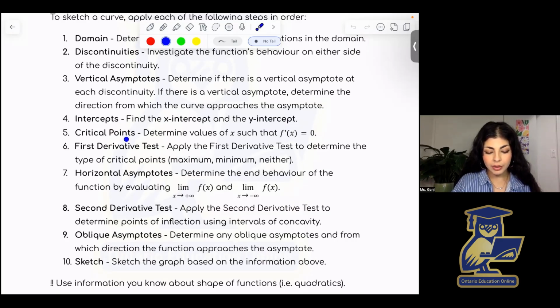Next, we find the critical points. One step in there, we have to find the first derivative, and based on that, we find the critical points, where the first derivative is equal to 0. And we apply the first derivative test to determine whether the critical point is a maximum, minimum, or neither. And if it's neither, we have to do further investigation, which we have already seen how we could do, for example, with the second derivative test or the sign chart.